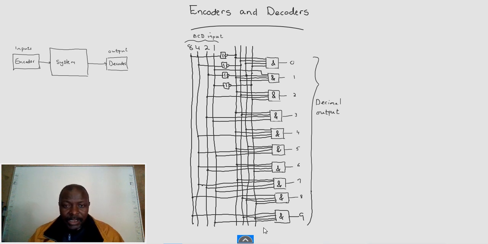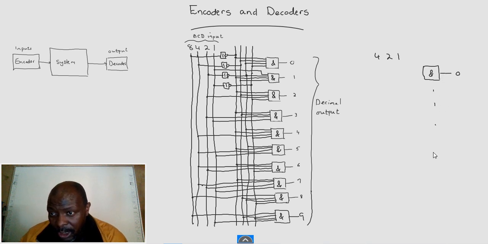I think it was easy enough. So this is one example of a what? Of a decoder. So we've done the 8421 BCD decoder. Now remember also that the decoder could be 3-bit. If it's 3-bit, it means you only have the 421, meaning that you're going to have your AND gates from 0 all the way up to 7, because 3 bits can only count up to 7. Now it will count from 0 all the way to 7.